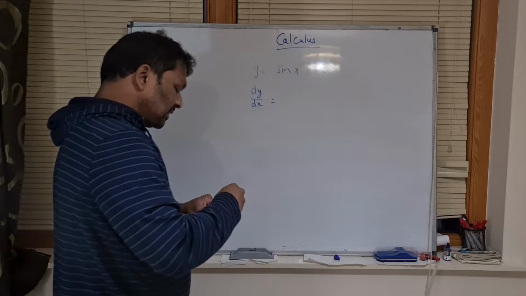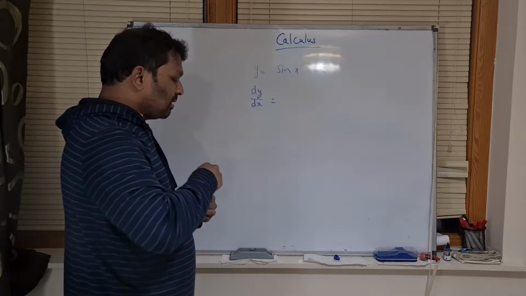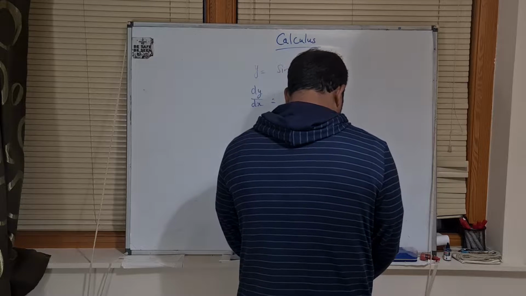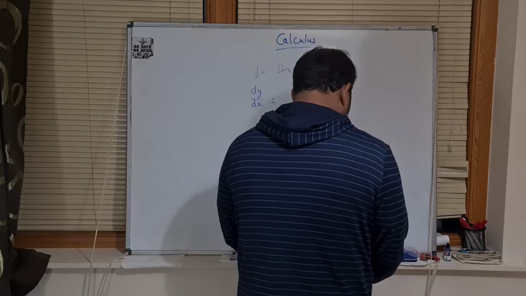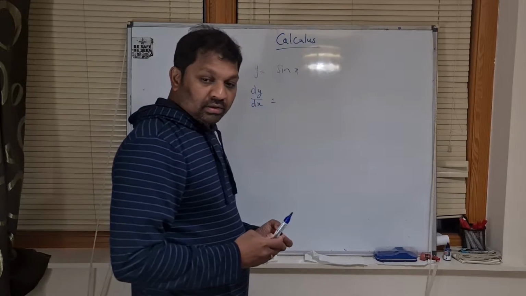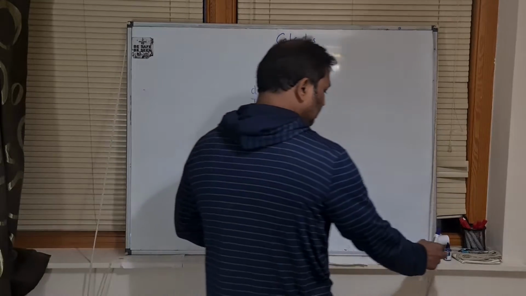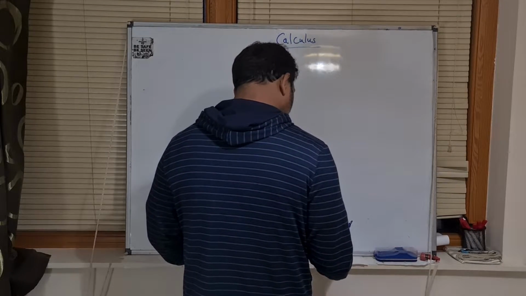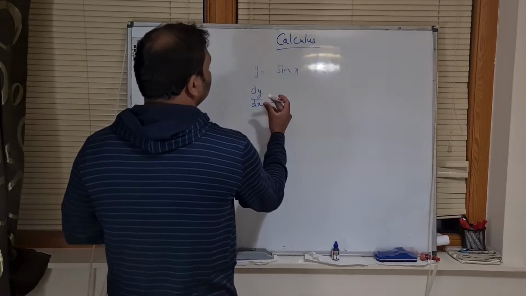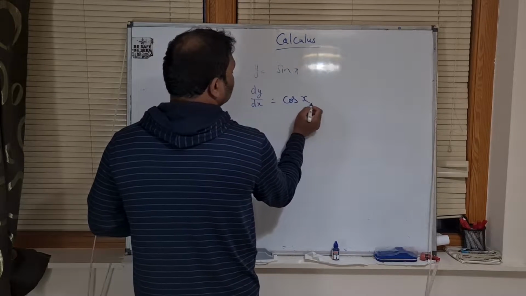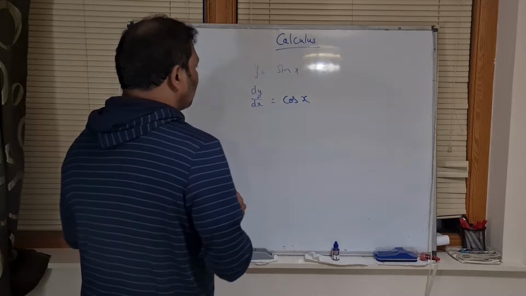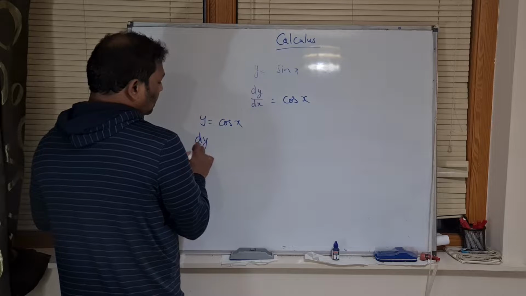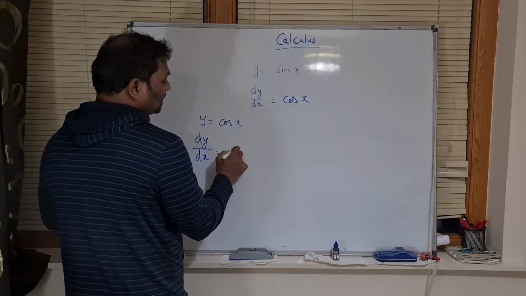Okay, so those are three things that you need to remember. The remaining things you can derive yourself. You don't have to remember secant x, cot x, and cosecant x. So if y is sin x, dy by dx is cos x. If y is equal to cos x, then the differentiation of y with respect to x is minus sin x.